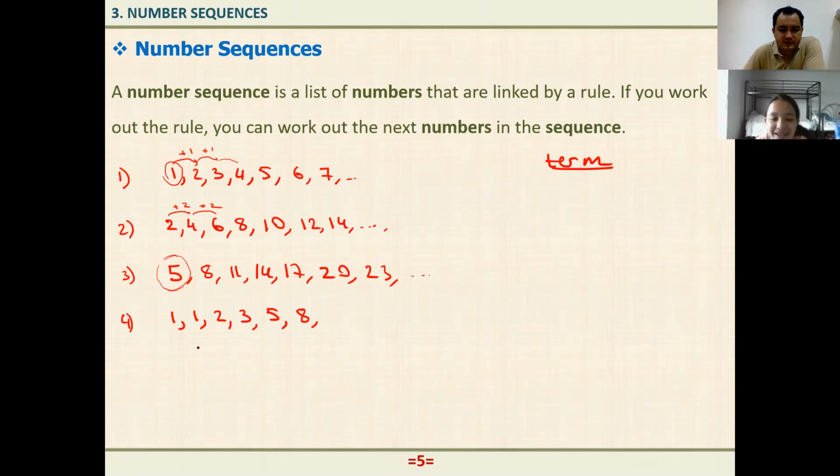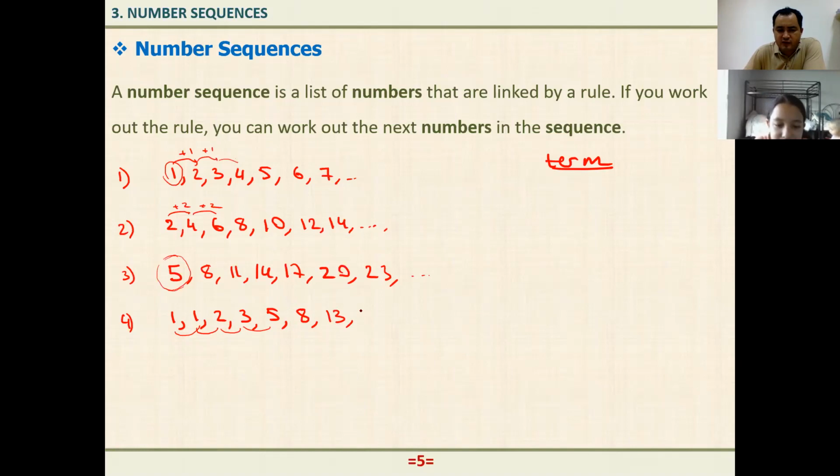Okay, now if you look at this, start with 1, and the second term is also 1, and after that to get the next term, add the previous two terms. 1 plus 1, it is 2. Now if I add the previous two terms, 1 plus 2, it is 3. And 2 plus 3, it is 5. 3 plus 5, it is 8. What is the rule here? Start with 1 and also the two ones, and to get the next term, add the previous two terms, right? That's the rule. So then the previous two terms, 5, 8, so this will be 13.